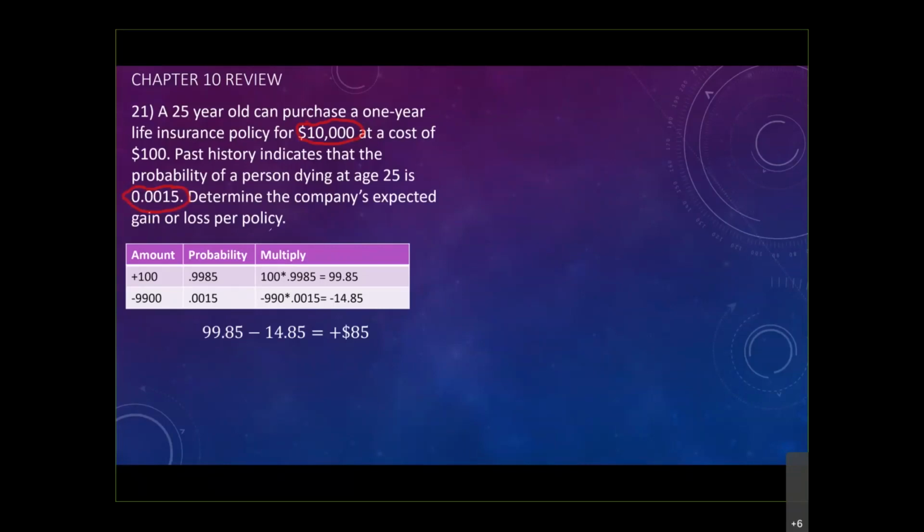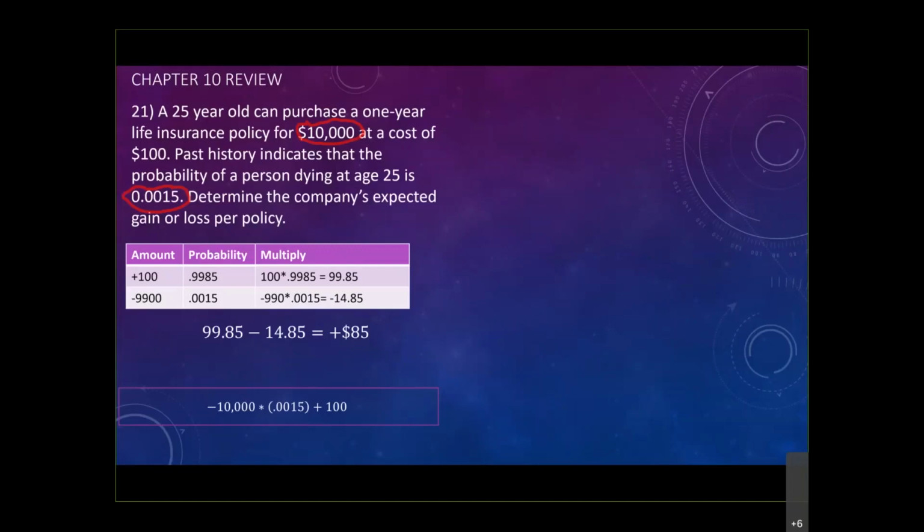And if I die, they will lose $10,000, right? So this is what Alex does. They say, well, all you need to do is take the amount, either gain or loss, and multiply it by the probability. Whatever they give you as the probability, if you gain, you add them. If you lose, you subtract them.